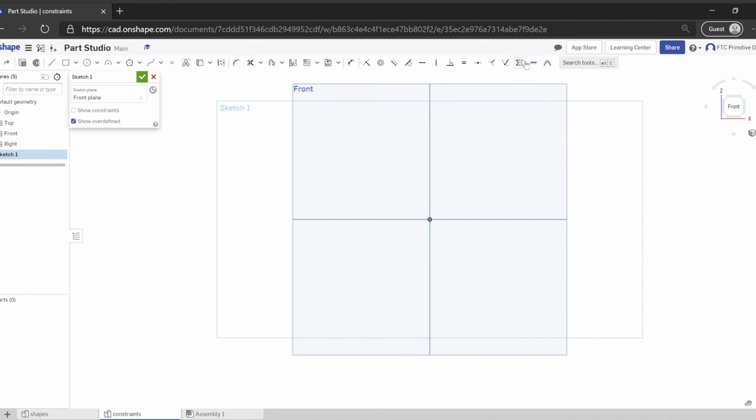So our final constraint that we're going to go over today is the symmetric constraint. Basically, this is what happens when you use a symmetric constraint. It's the constraint that's used for mirroring. So if I mirror this line, as you can see here, the symmetric constraint has been applied to both of them.